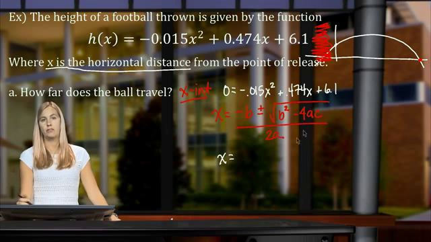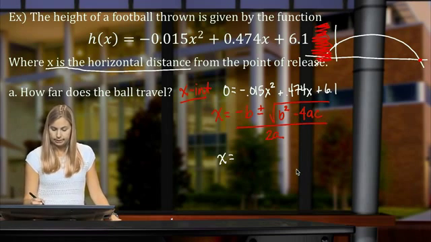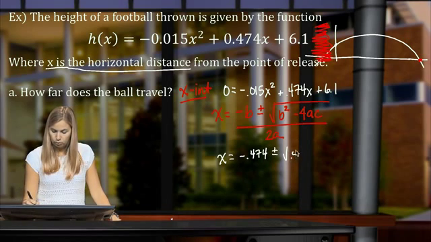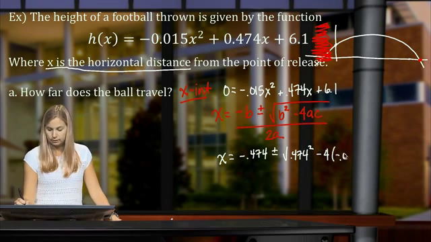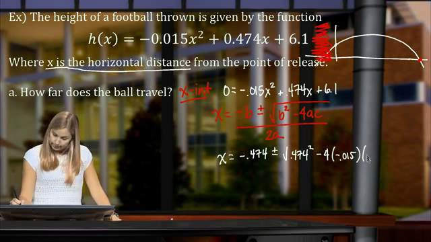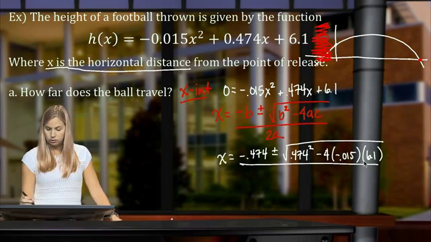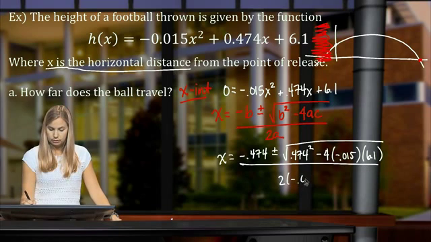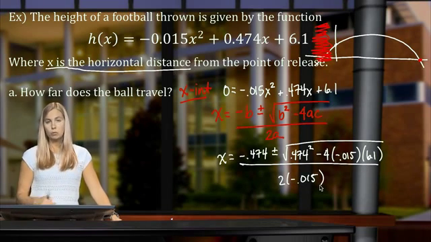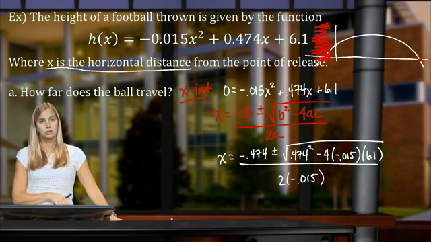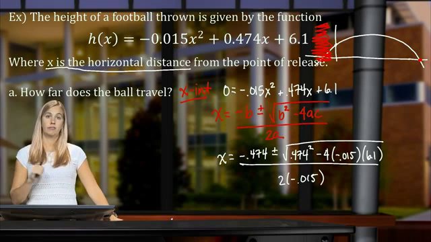When we substitute our values in for a, b, and c, we get negative 0.474 plus or minus the square root of 0.474 squared minus 4 times negative 0.015 times 6.1, all divided by 2 times negative 0.015. Go ahead and hit pause here and evaluate what x equals. You're going to have a positive and a negative, aren't you?